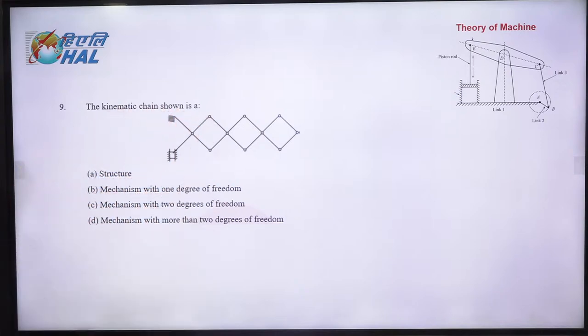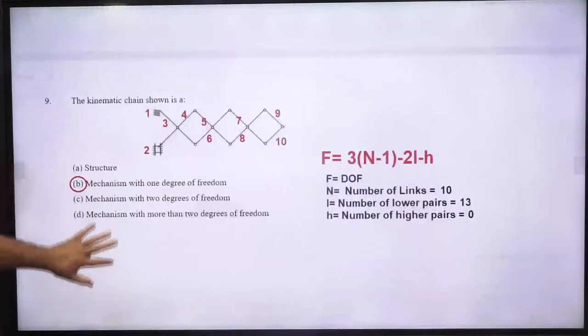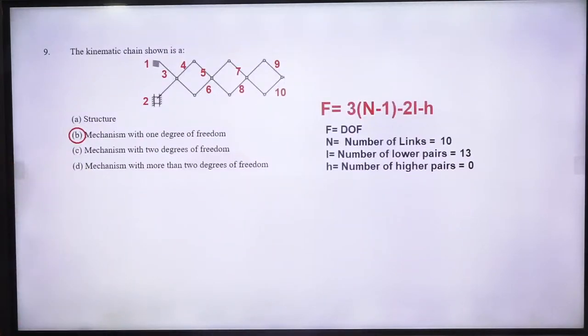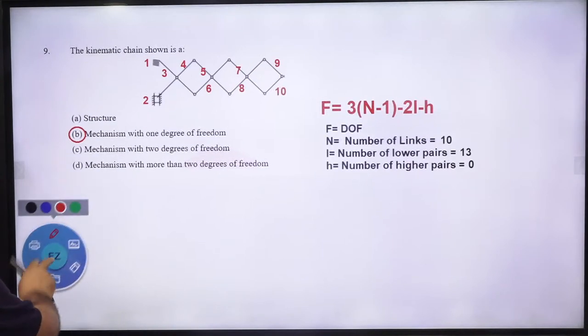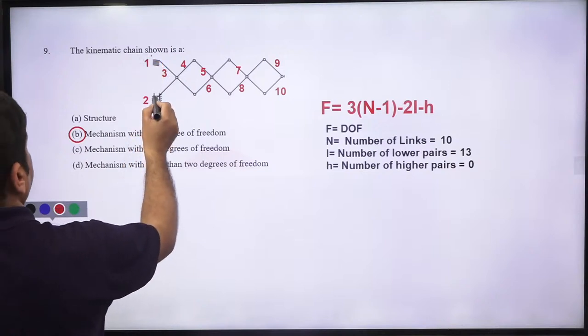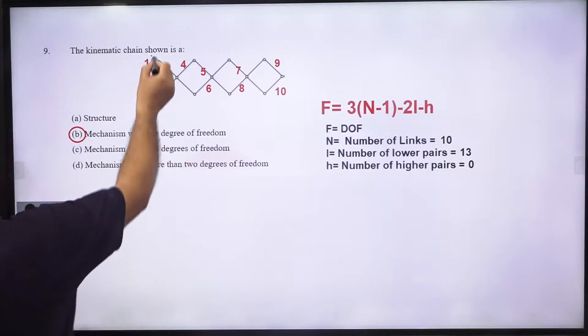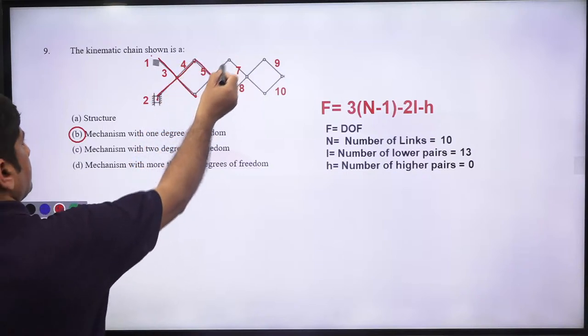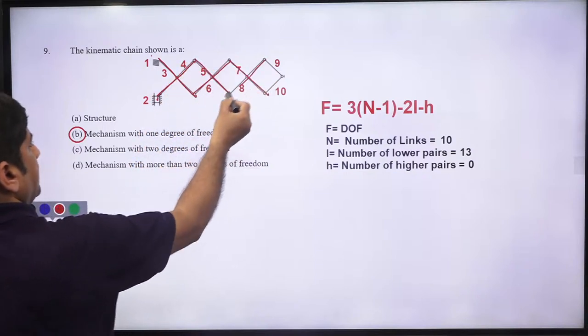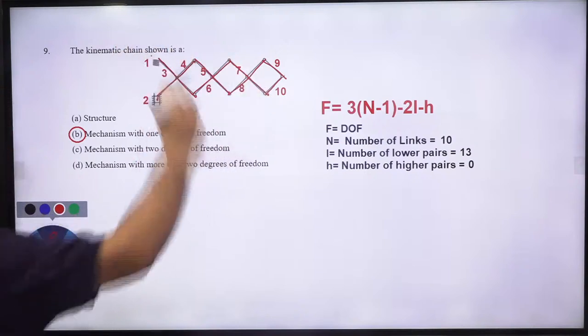How many number of links you are getting? See this carefully and tell me how many number of links do you think are there in this kinematic chain? Now see this carefully. We have total number of links as 10. So what are the 10 links? This is link number 1. This is the sliding pair, link number 2. Then this is link number 3, this is link number 4, link number 5, link number 6, link number 7, link number 8, link number 9, link number 10.